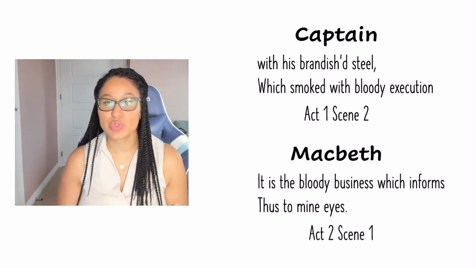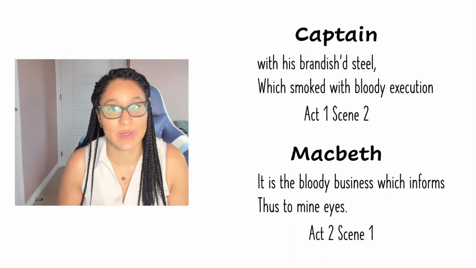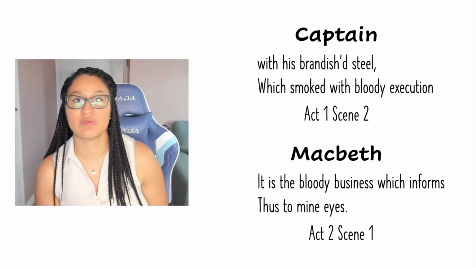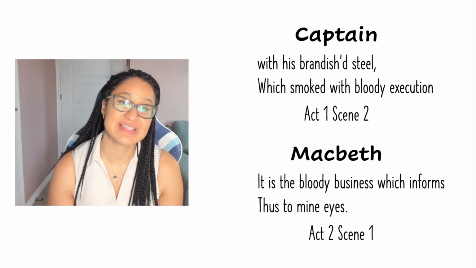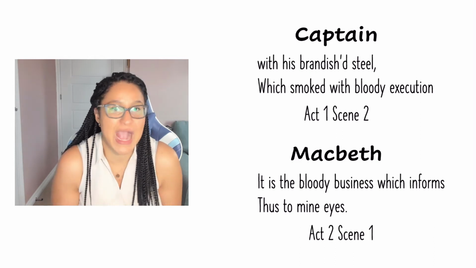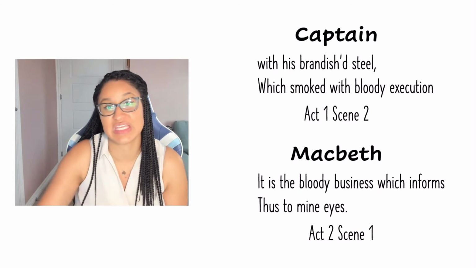It's also important to note that Macbeth is very aware of the violence of what he's doing, "the bloody business which informs thus to my eyes." He's aware of the role violence plays, and that's important because, you know, he's under no illusions of how he's gaining his power. He knows it's a part of who he is, and he knows that he's using it basically to his advantage.